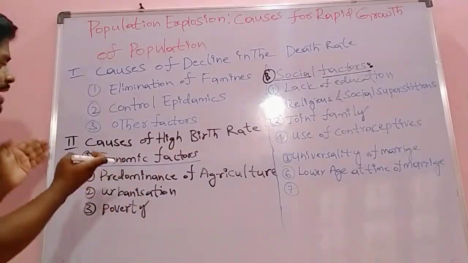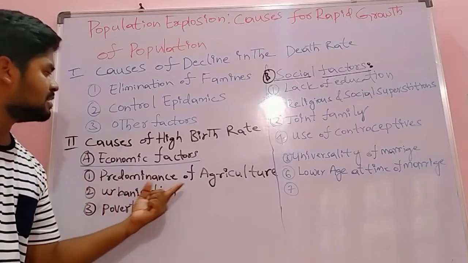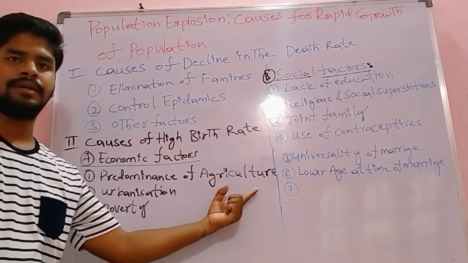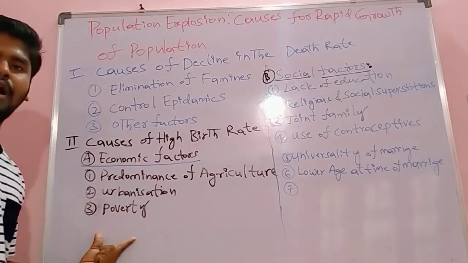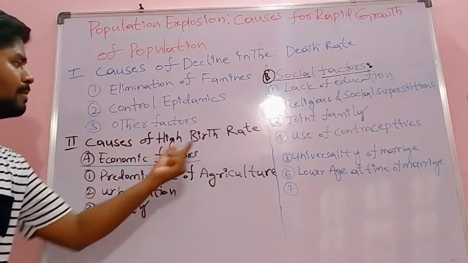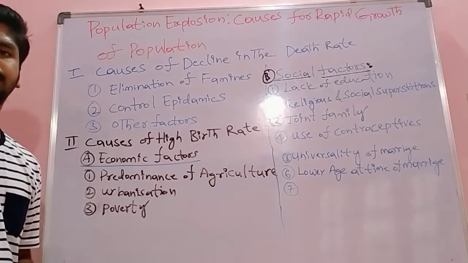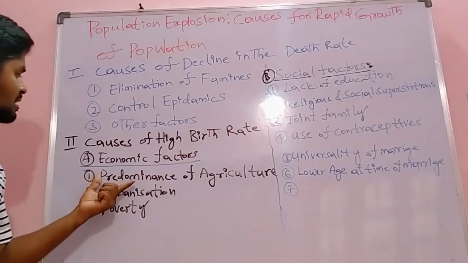So what are the economic factors? Economic factors are predominance of agriculture, urbanization and poverty. These are the three major economic factors which enhance the birth rate, which will raise the birth rate. So what is that?